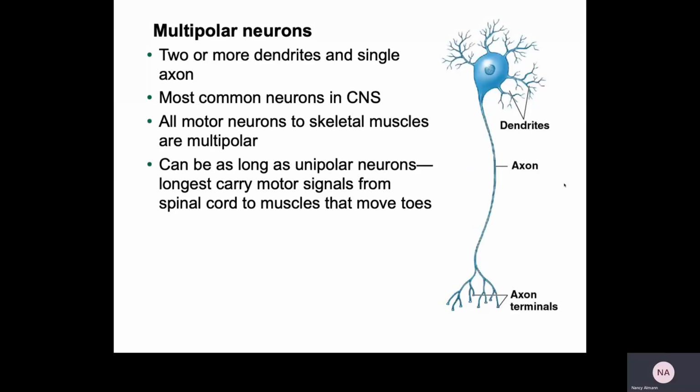Here are our friends, the multipolar neurons. You have a bunch of dendrites attaching to the cell body, and they have a single axon. They are the most common neuron in the central nervous system. And all motor neurons to skeletal muscles are multipolar neurons. They can also be as long as unipolar neurons. A single one can carry information from the spinal cord out to the muscles that help you move your toes. So when you're wiggling your toes, that information is being carried along an axon that runs down the back of your leg. Fascinating.